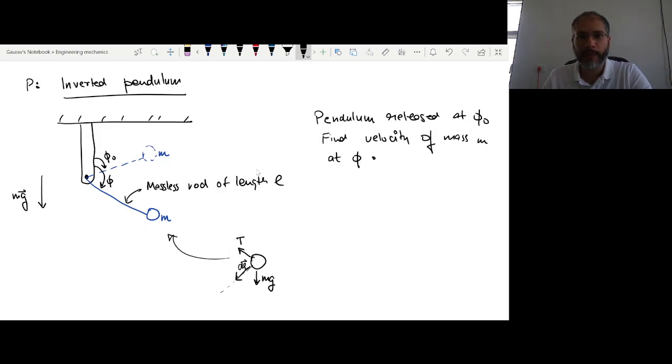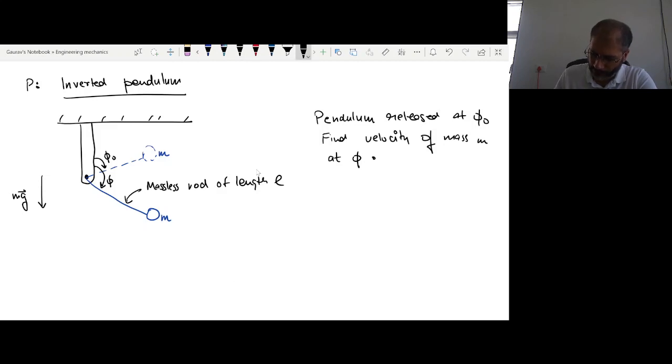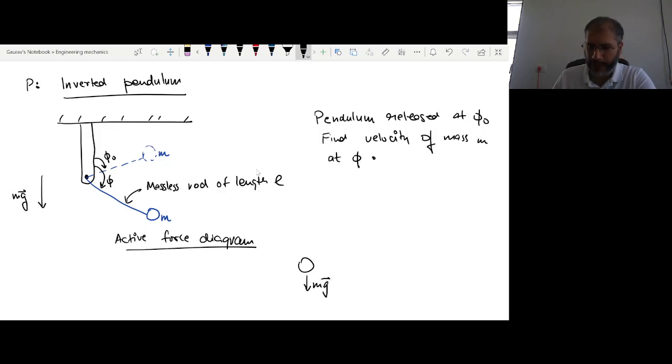So in our active force diagram, where we only draw the forces that do work on this mass, the only force acting on this mass will be mg. So that potentially would make life easier. So let's apply the work energy theorem here.